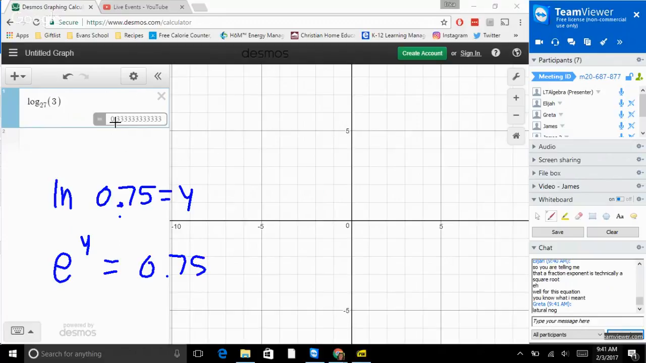Lateral log. There we go, Greta. We'll just start calling it that. That won't confuse me at all.